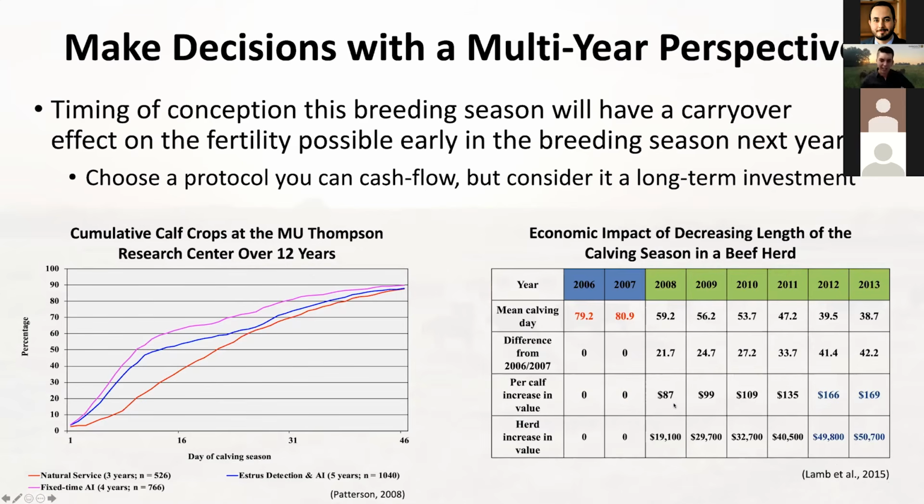$87 in calf value is a lot of calf value in a commercial operation. But then look what happens in the next year. They add a little bit more calf value. And then the next year, they add a little bit more. And then the next year, a little more. And by 6 years into this, we're now adding $169 in per calf value. That is a huge amount of value. And what's driving that is this shift towards earlier calving within the calving season.